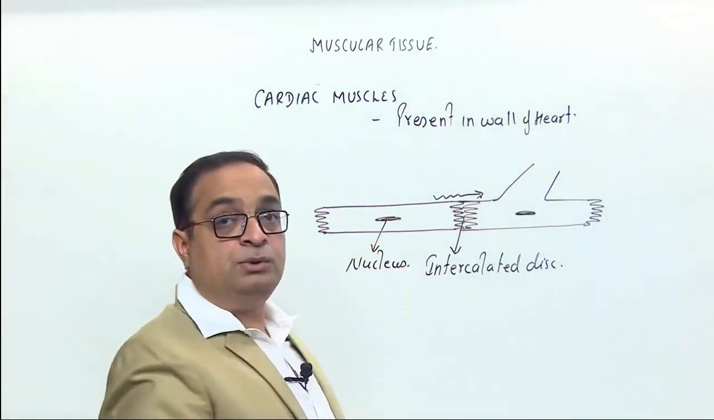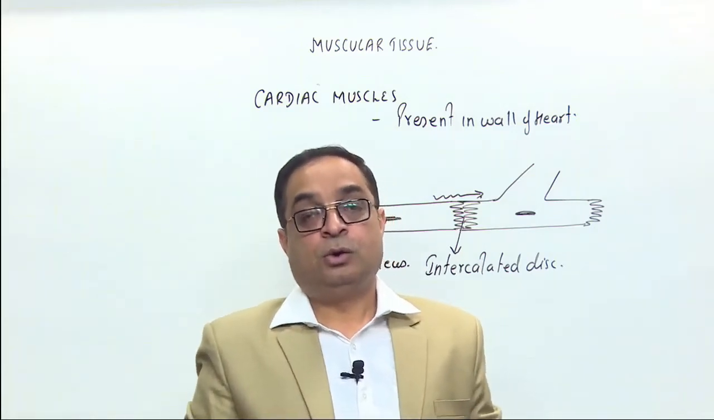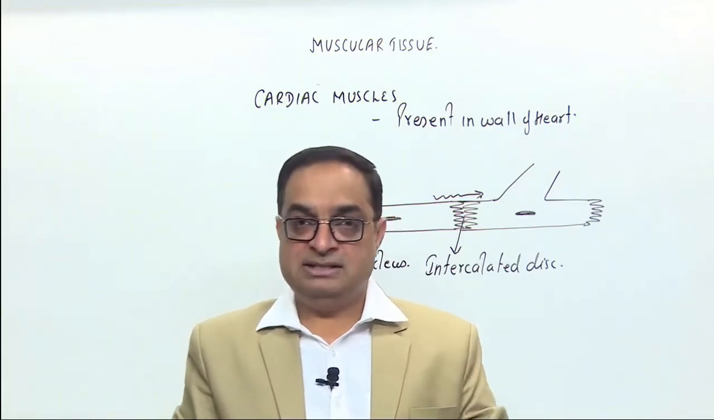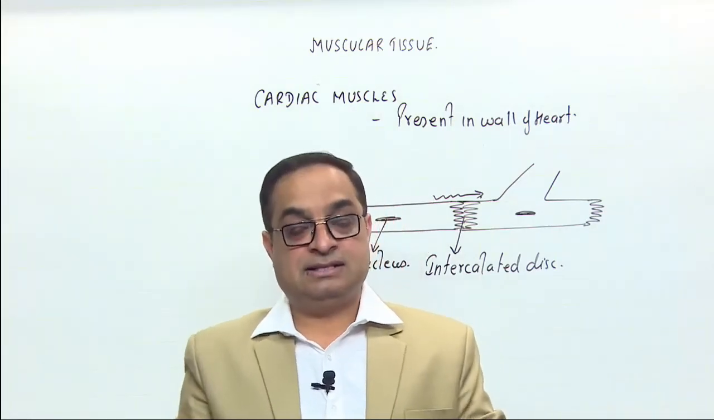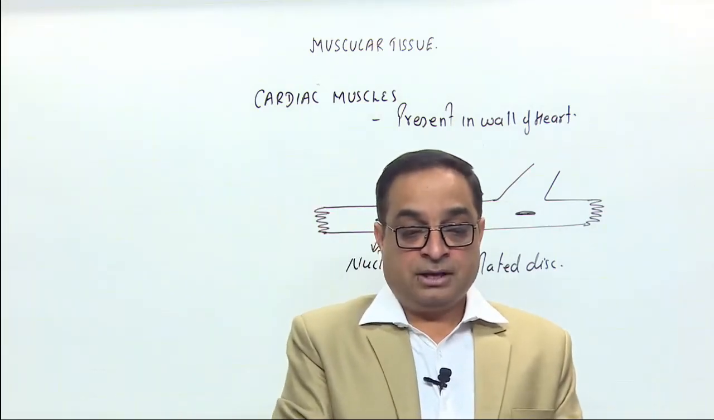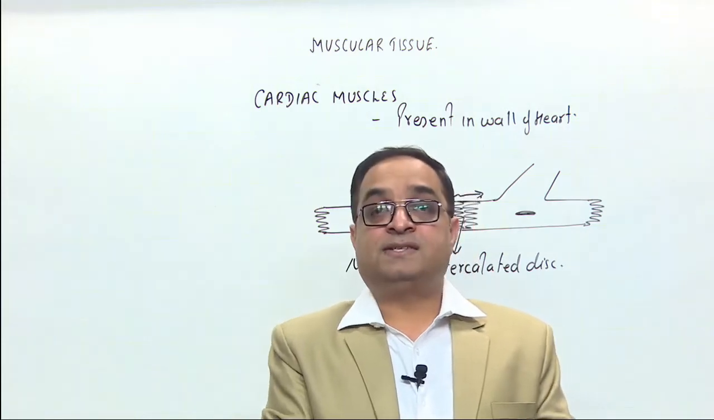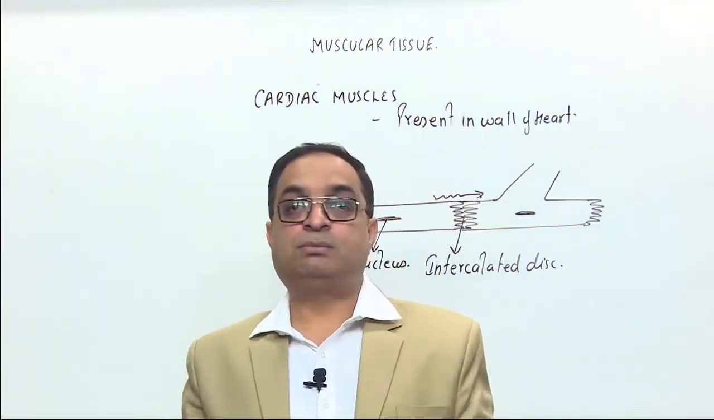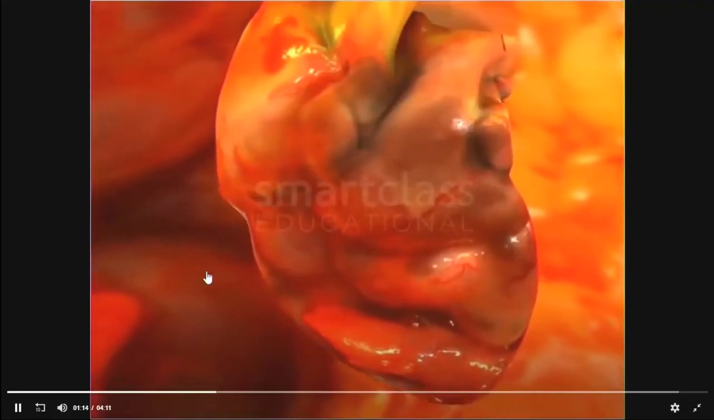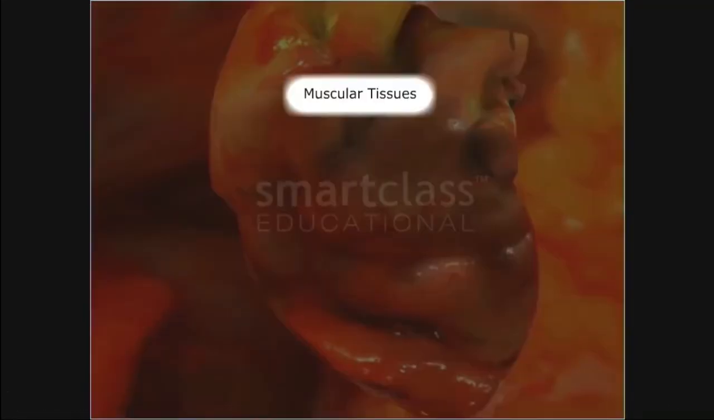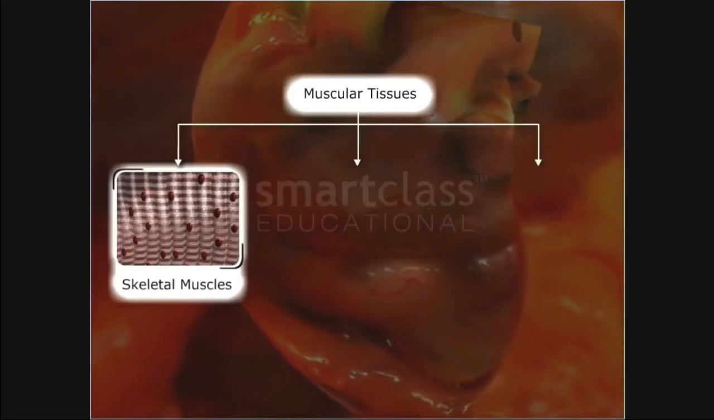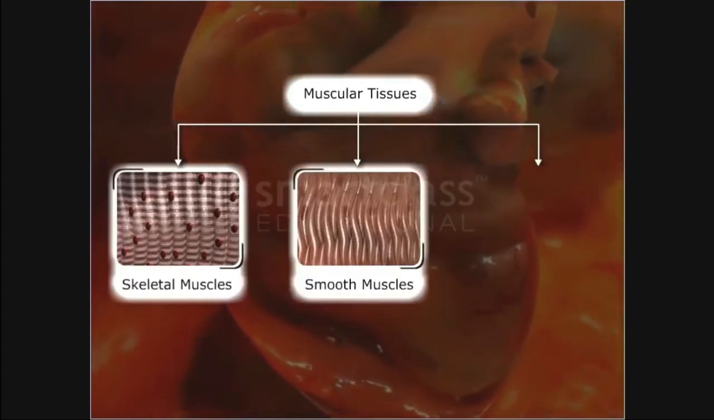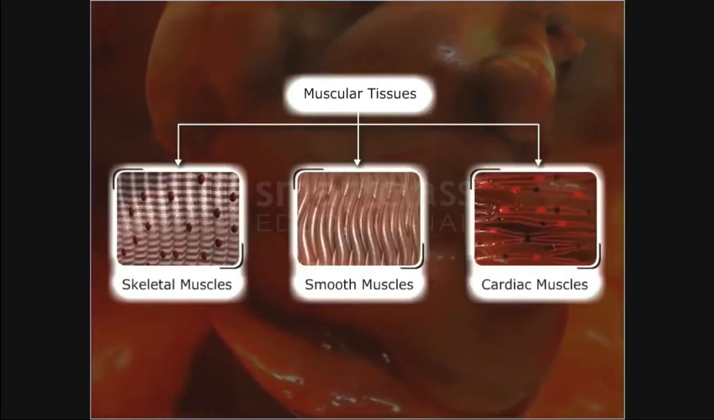So that was about cardiac muscles. We have seen the three different types of muscles: skeletal muscles, smooth muscles, and cardiac muscles. Now, let's have a review of this lecture through a small animation. Based on their function and appearance, the muscular tissues in animals can be classified into skeletal muscles, smooth muscles, and cardiac muscles.